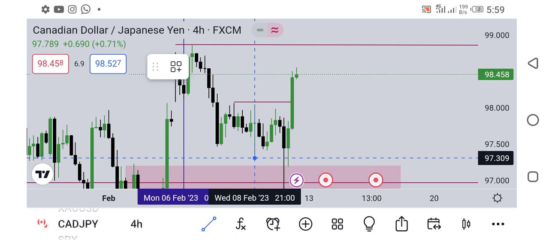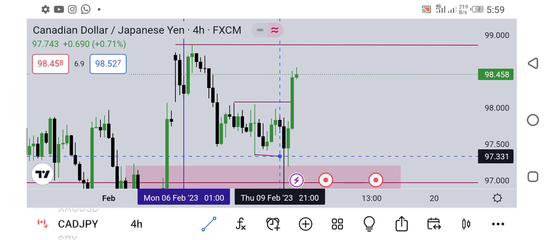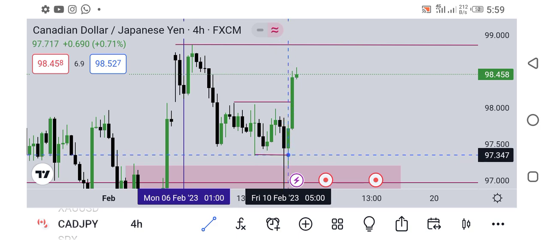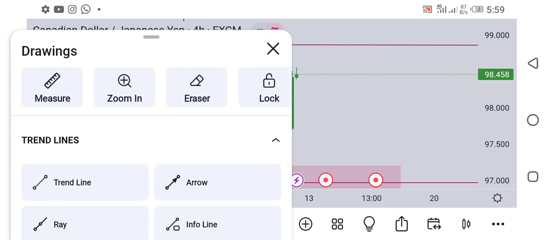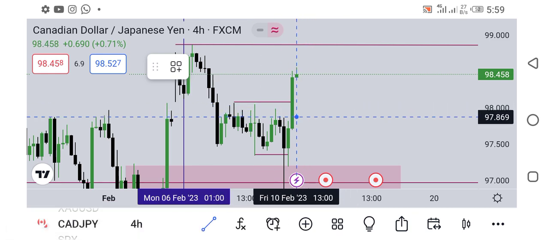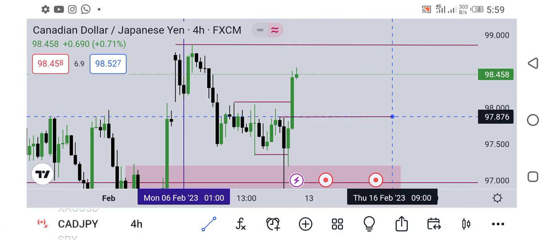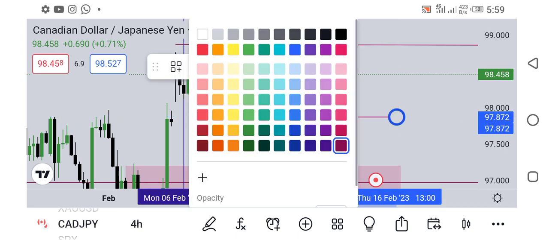Let me draw a line here just to show that this thing took out liquidity. Okay? It took out liquidity. That's clear. So where will I buy from? Actually, if I want to buy this market now, I will be looking for entry here. Why am I looking for entry here? That's a breaker, and that's also another block. What's a breaker? What's another block?